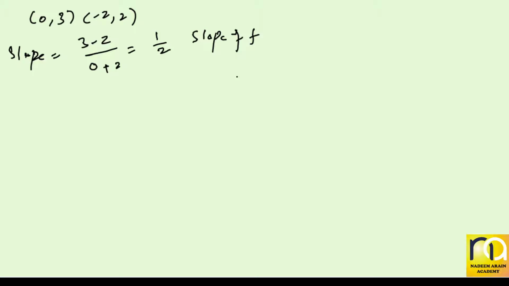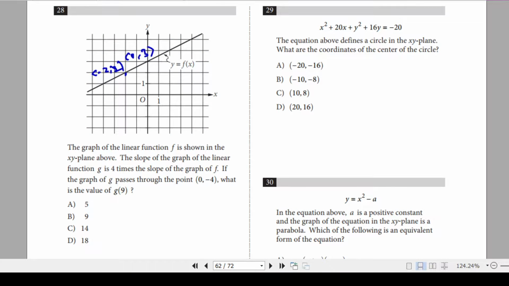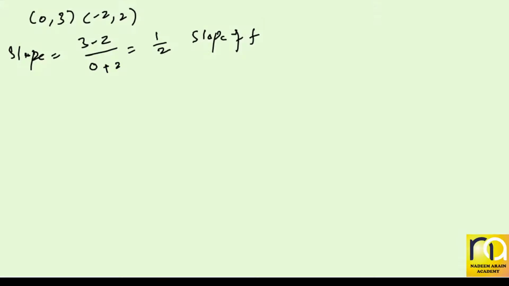Slope of function f. Now it says the slope of g is 4 times the slope of f. So slope of g is 4 times 1 over 2. So that's 2. So slope of g is 2.